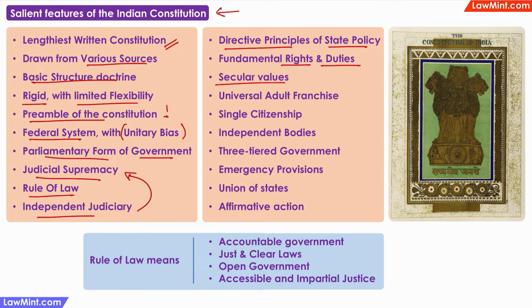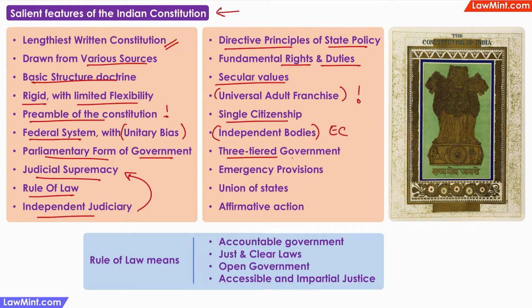It promotes secular values. And India follows universal adult franchise, which means that all adults have a right to participate in the election process, either as a voter or as a candidate, with a few restrictions such as on convicts serving sentences in prison. Our Constitution also prescribes a single citizenship concept. And the Constitution also features some independent bodies or constitutional bodies such as the Election Commission to oversee essential functions of the democracy such as elections.